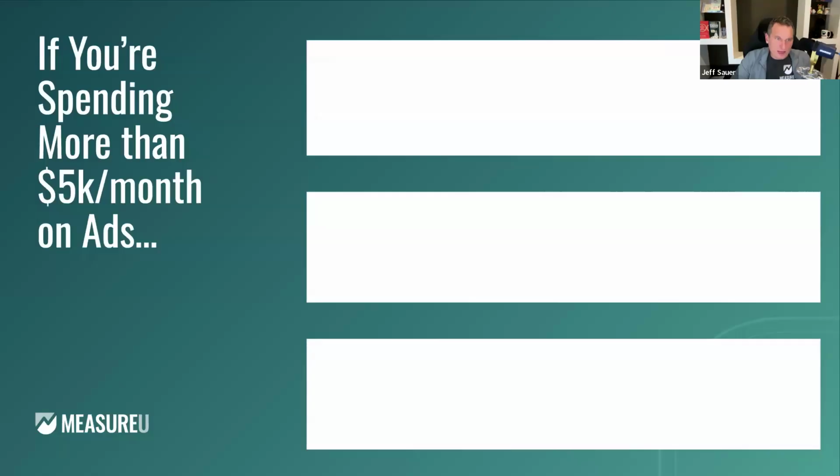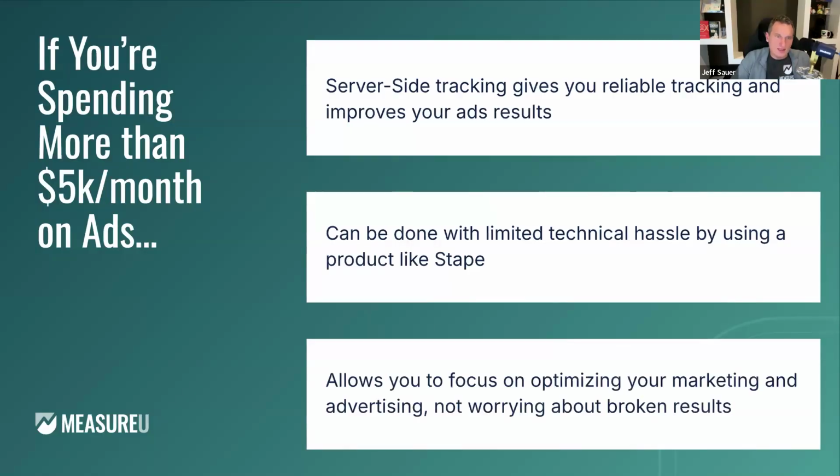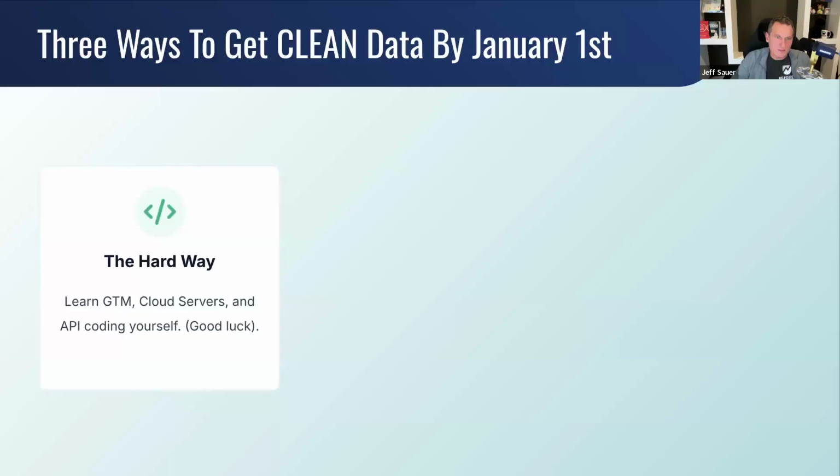Okay. So if you're spending more than 5K on ads in a month, server side gives you reliable tracking, can be done with limited technical hassle by using a product like Stape and by using the MeasureU resources, and allows you to focus on optimizing your marketing and advertising without worrying about broken results. Which again, if you think that delta between 70% and 100% is going to make you better, then that's when you want to make that investment.